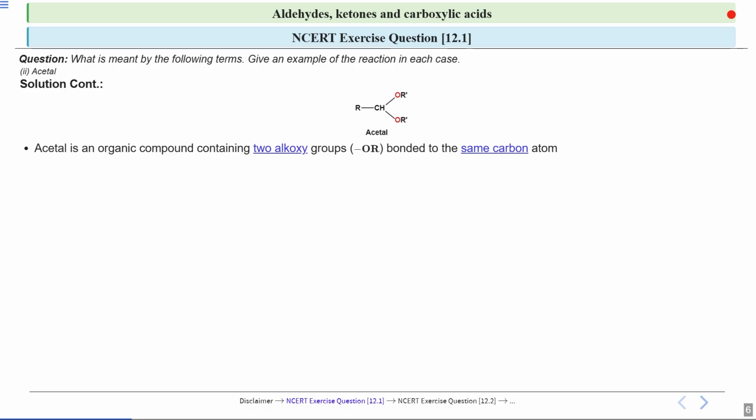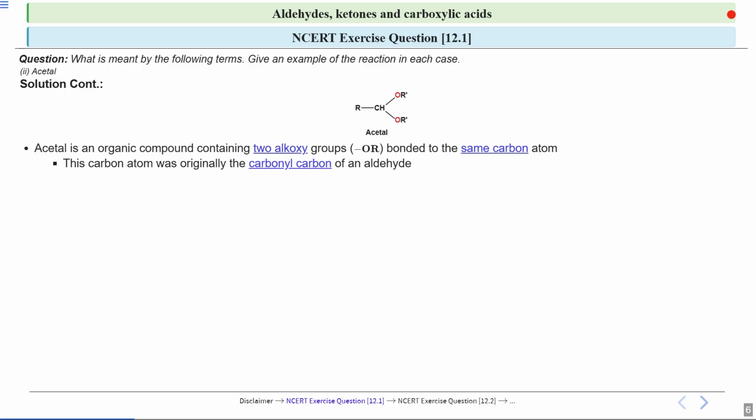So if you see here, an acetal is an organic compound where two alkoxy groups, which are these OR groups, are attached to the same carbon. Okay, so two alkoxy groups are attached to the same carbon. This is the structural feature that defines acetals.